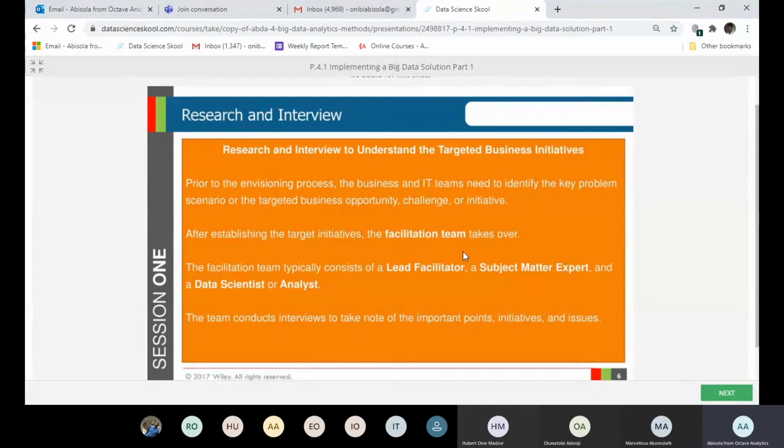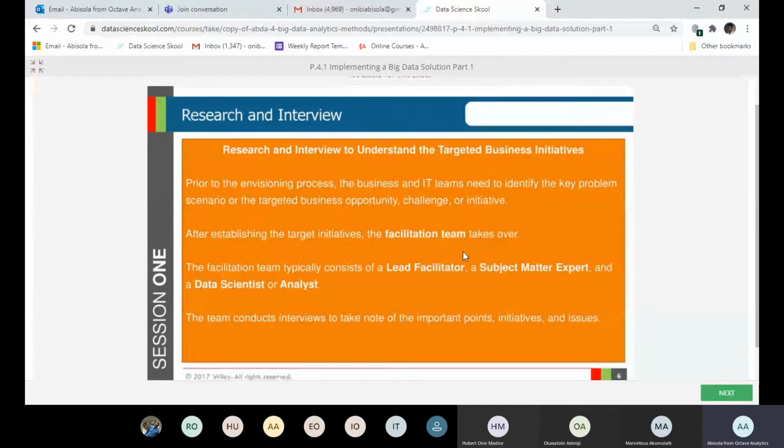And let me quickly say what the lead facilitator does. So the lead facilitator leads the process. So it's the one that drives all the brainstorming and the sitting down to communicate with everyone. What are we doing now? What is the next step to take? And all of that. So he's the lead facilitator. He leads the process, the envisioning process.